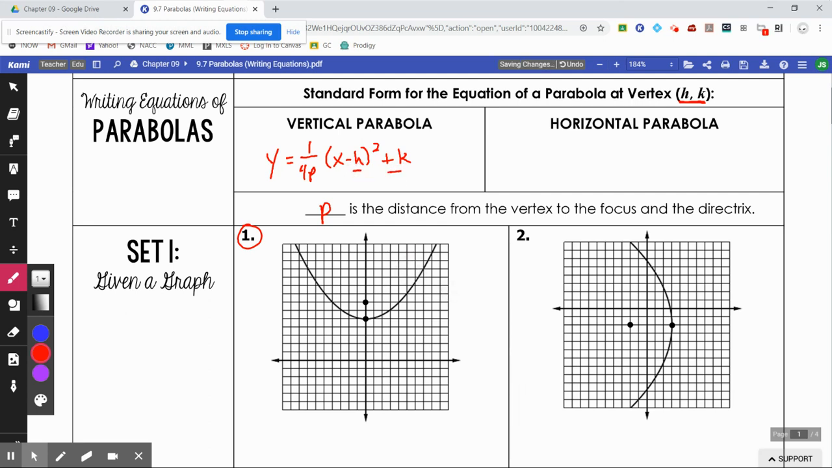This would move it right h, and this would move it up k if it was positive. If it was negative, this would move it left. If this was negative, it would move it down.